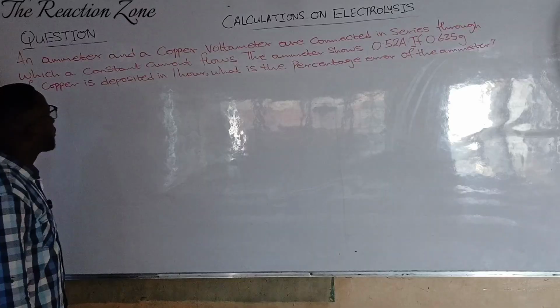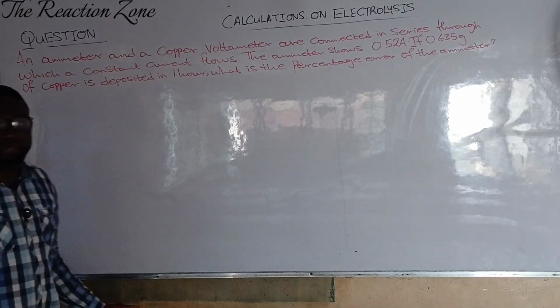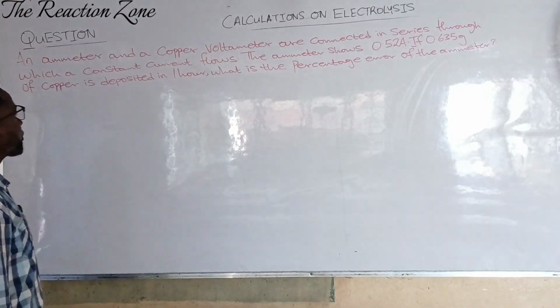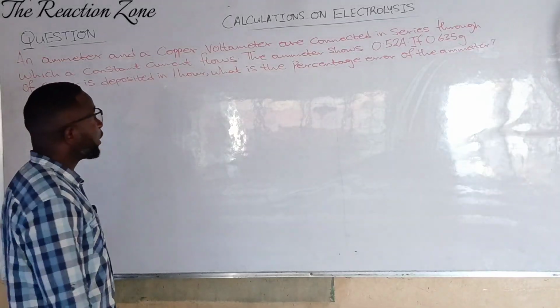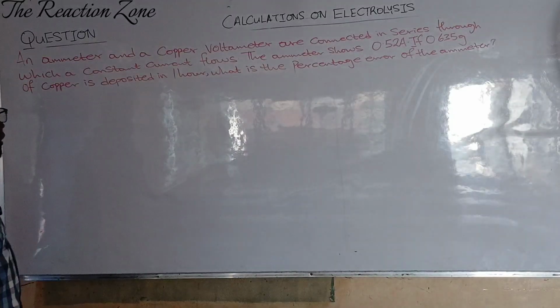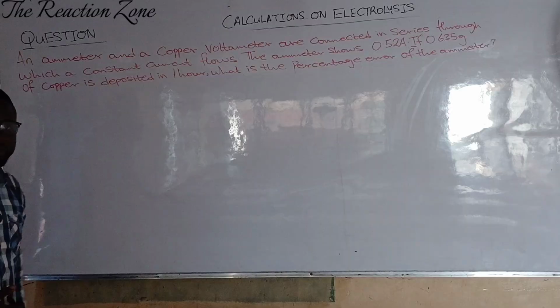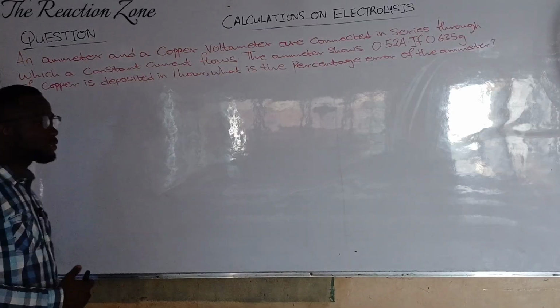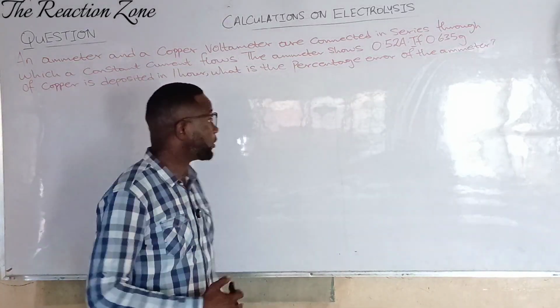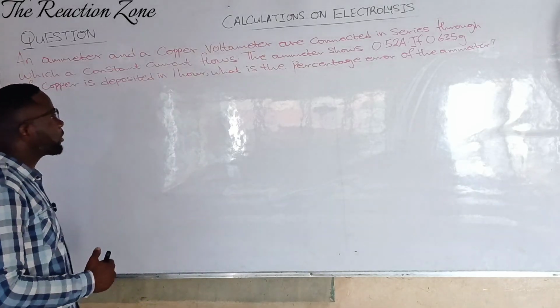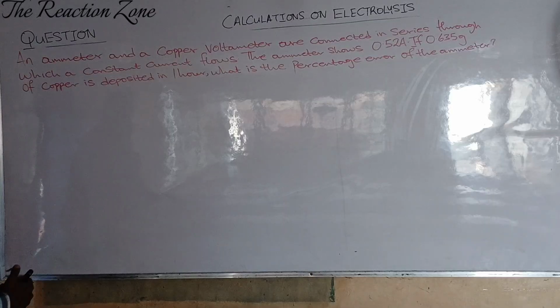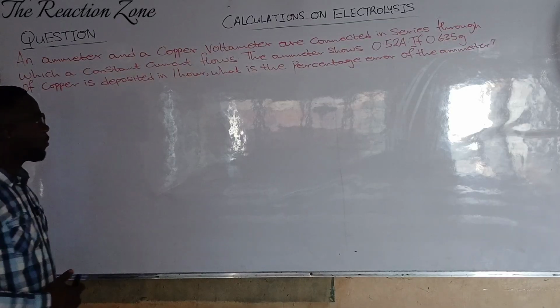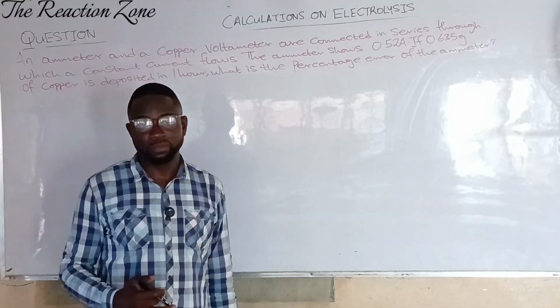In today's lesson, we're going to look at how to solve the question of electrolysis that's on the board. And the question is as follows. An ammeter and a copper voltmeter are connected in series through which a constant current flows. The ammeter shows 0.52 amperes. If 0.635 grams of copper is deposited in 1 hour, what is the percentage error of the ammeter?